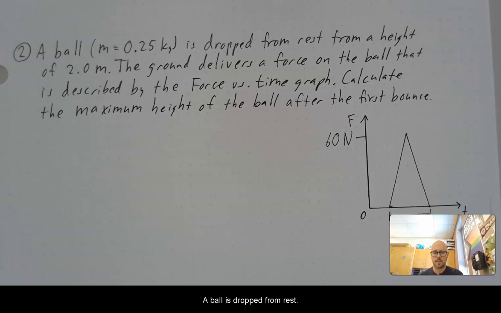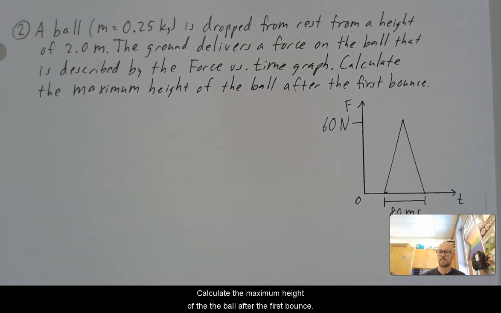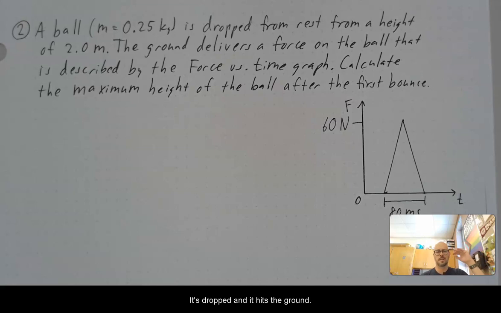A ball is dropped from rest from a height of 2 meters. The ground delivers a force on the ball that's described by the force on the graph. Calculate the maximum height of the ball after the first bounce. So at this point in physics, you have kinematics, forces, energy, and now momentum. And so what happens to this ball, it's dropped and it hits the ground. When it hits the ground it pushes it up, and then it flies back up in the air.